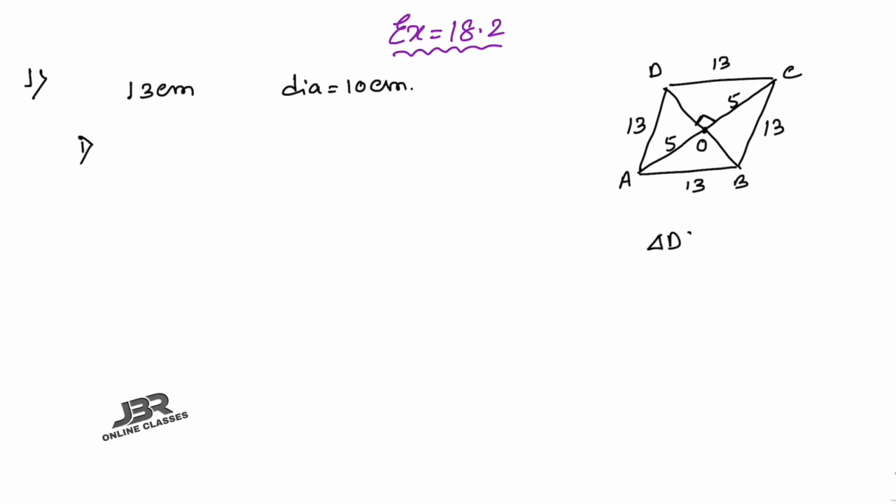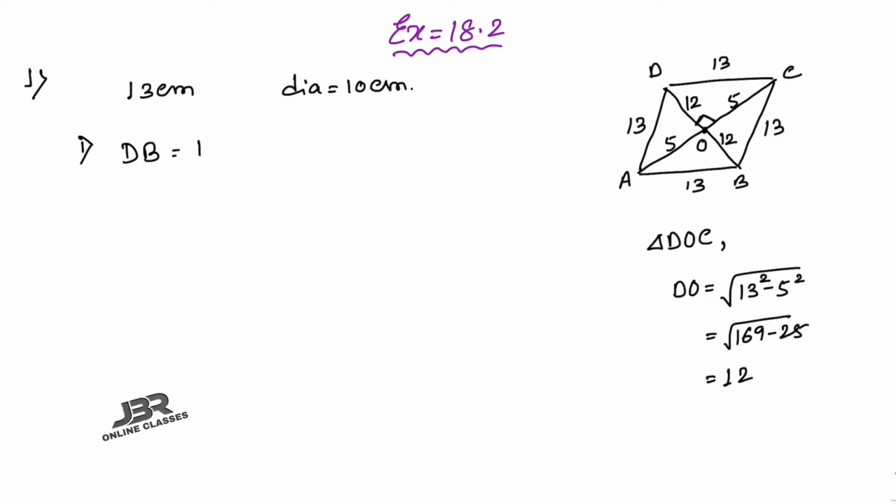So the triangle DOC is a right angle triangle. So here you can apply the Pythagoras theorem. So DO is equal to under root 13 square minus 5 square. So 169 minus 25, that means 144. So it's 12. Okay, so this one is equal to 12, that one is also equal to 12, since they bisect each other. So that means DB is the second diagonal and that is equal to 12 into 2, so 24 centimeter. That is your first answer.